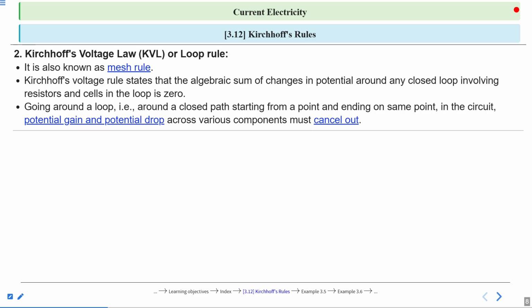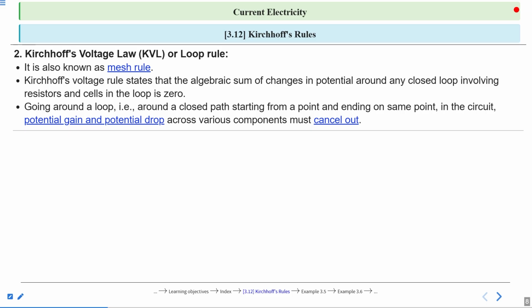There is some potential gain on some components, and there is some potential drop across other components. Potential gain means an increase in potential. This increase in potential is due to the cell or battery, which maintains the potential in the circuit. What is potential drop? It is the loss of potential across other components like resistors.